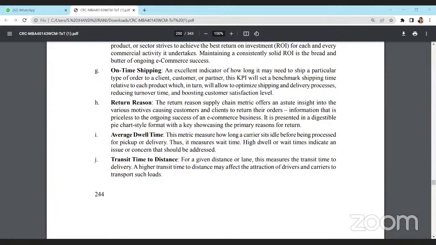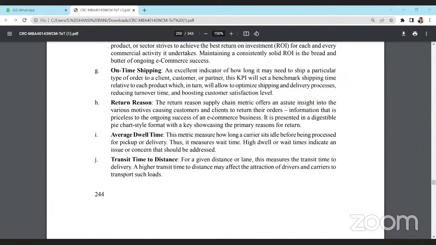And return reason. The return reason supply chain metric offers an astute insight into the various motives causing customers and clients to return their orders. Information that is priceless to the ongoing success of an e-commerce business. And it will be presented in a digestible pie chart style format, which will showcase the primary reason for the return.